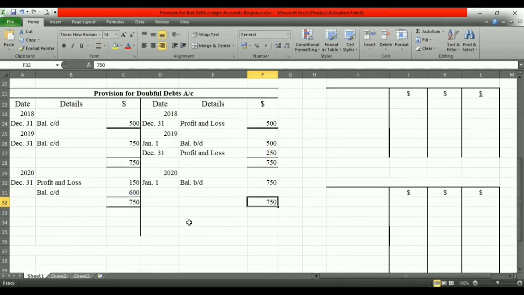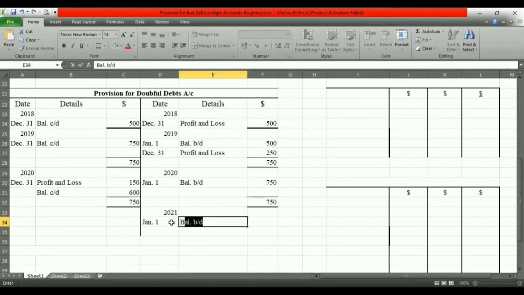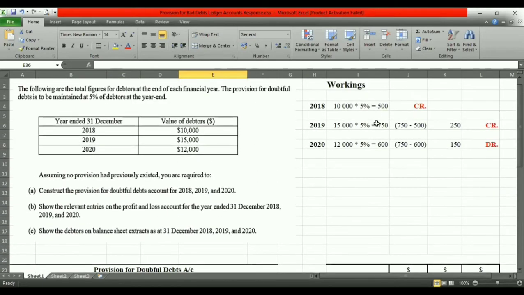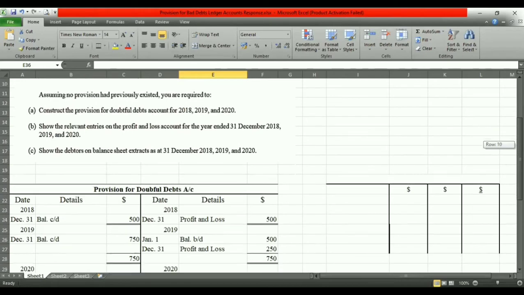And to complete the balancing off process, we're going to reflect the balance coming out of 2020 for the provision. That's January 1st. Our details, balance brought down, and the amount is the same thing as your carry down, which is 600. Is that balance of 600 accurate? You, of course, remember, can double check this by checking your workings. Your workings for 2020, which is 12,000 times the 5%, reflected that the balance in your provisions account is 600. So yes, we are correct. So we're finished with part A.